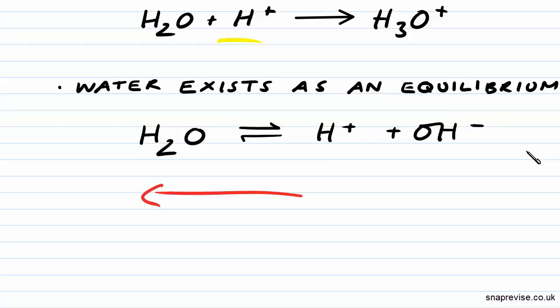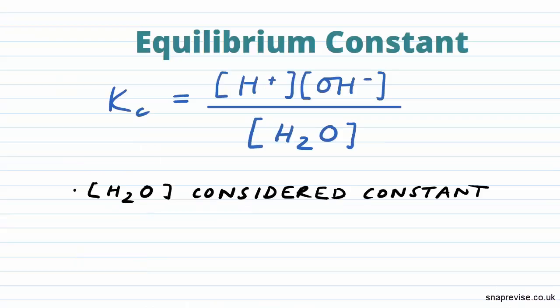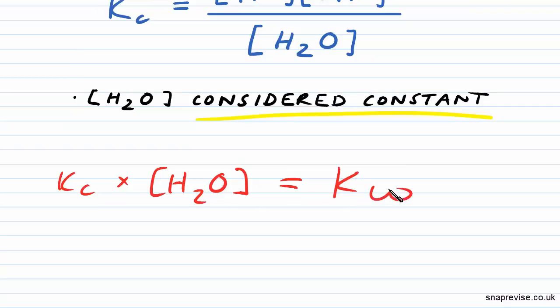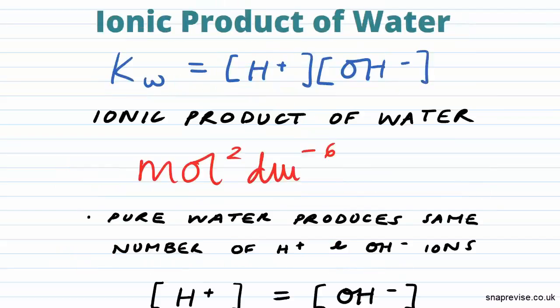So we can actually write an expression for this dissociation, which we'd write as this, where Kc is our equilibrium constant. Now, the concentration of water, or H2O, is actually considered constant. So what we get is Kc multiplied by the concentration of H2O, and we get a new constant, which we call Kw, and this is our ionic product of water. So let's have a look at that now.